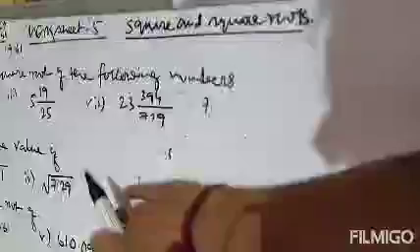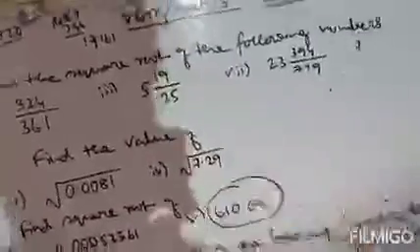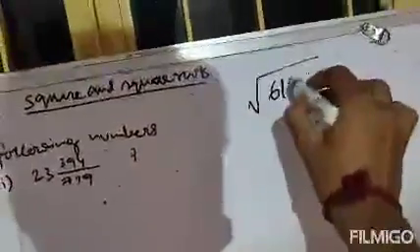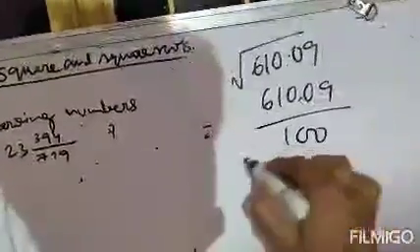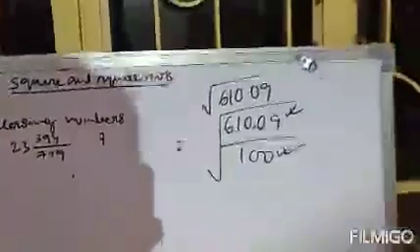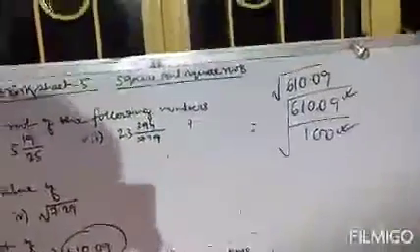Next, question number 2. So this is 610.09. Clear? Find out the square root. Eliminate zeros first. Clear? Now you will find the square root of this and square root of this, likewise by the division method, and then just like this question. So this is the same. Do it in your copy, and this will be your homework. Clear?